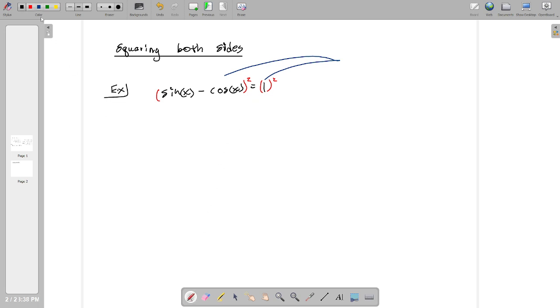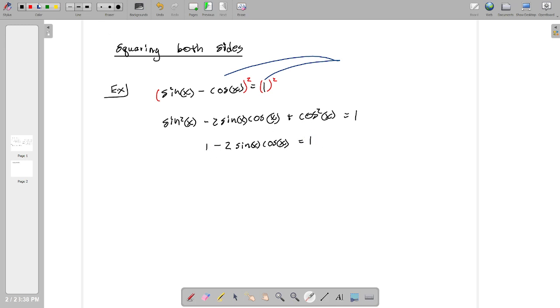Okay? And I'll come back to this at the end of the problem to show you the extraneous solution and why there is an extraneous solution. But when we square both sides, we end up with sine squared x minus 2 sine x cosine x plus cosine squared x is equal to 1, because 1 squared is still just 1. Now notice that sine squared plus cosine squared is equal to 1. That is an identity. It's the Pythagorean identity specifically. So we have 1 minus 2 sine x cosine x is equal to 1.